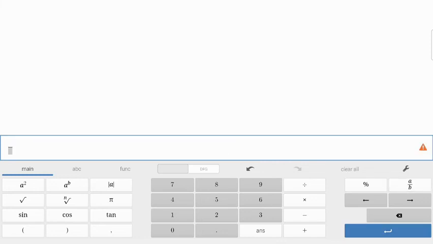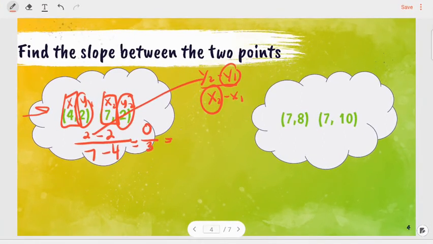0 over 3. And you can see over here that I get a big 0. So my slope, when I have 0 in the numerator, is 0.